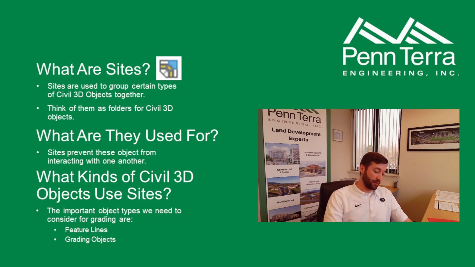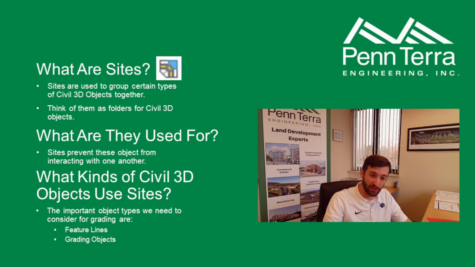So today, the first topic we're going to do is sites. We covered this back in February, but we're going to do a brief review because in grading within Civil 3D, the sites are really important. So just a quick refresher, we use sites kind of like folders to group Civil 3D objects. They're useful because we don't want certain types of objects to interact with one another, such as feature lines and parcels, because it'll mess up your surfaces, it can mess up your lots, and there's some other object types that could cause issues too, but those are the big ones we run into.